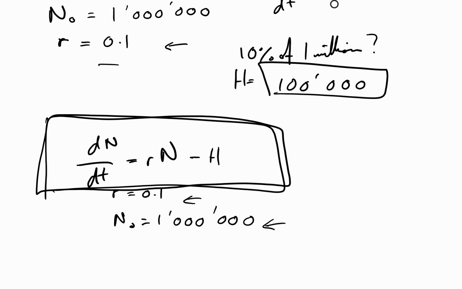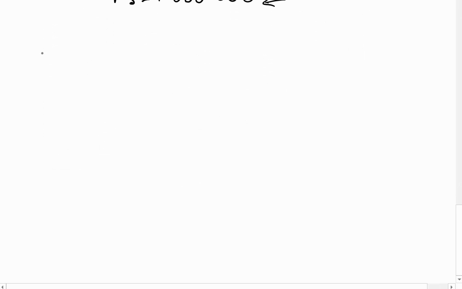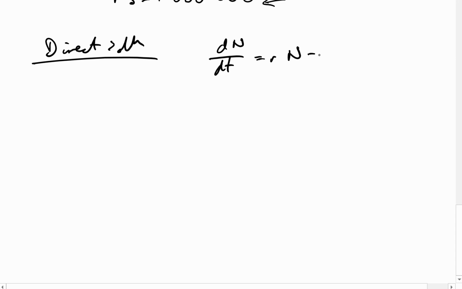So method one is just finding a direct solution. What was our ODE? We had dN by dt equals rN minus h. The idea is that we're going to try and get everything involving N on one side and everything involving t on the other. This has got no t's in, so it's absolutely fine.